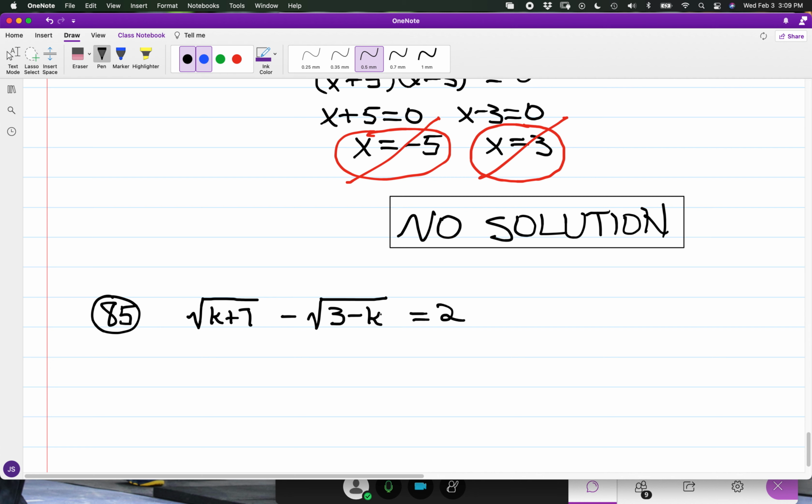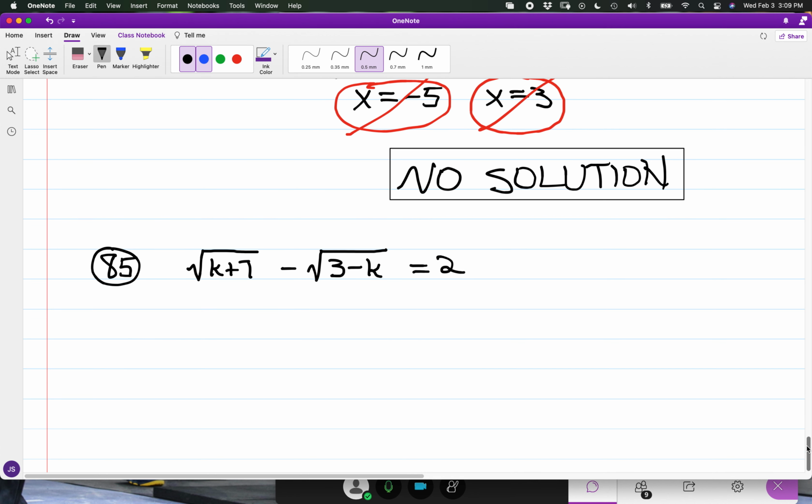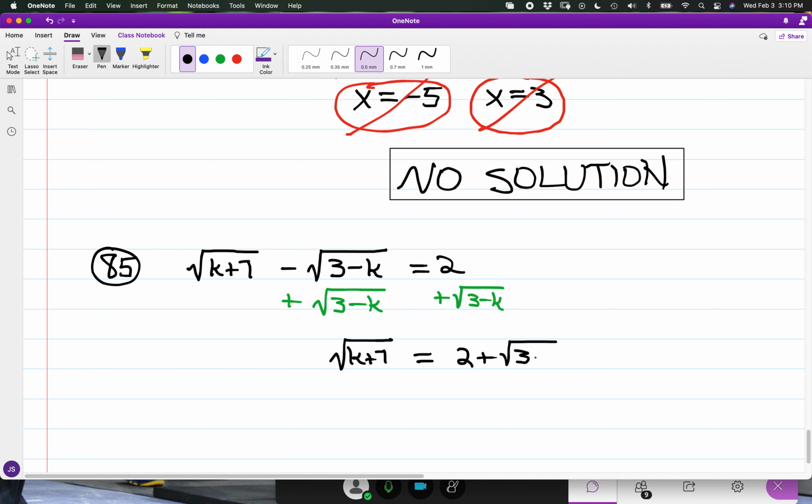All right. So you got two radical terms, and an approach I can take is to isolate, let's say, the square root of k plus 7. And if I do this upon adding the square root of 3 minus k, so we have the square root of k plus 7 is equal to 2 plus the square root of 3 minus k. And so I can free up the k plus 7 from the radical upon squaring.